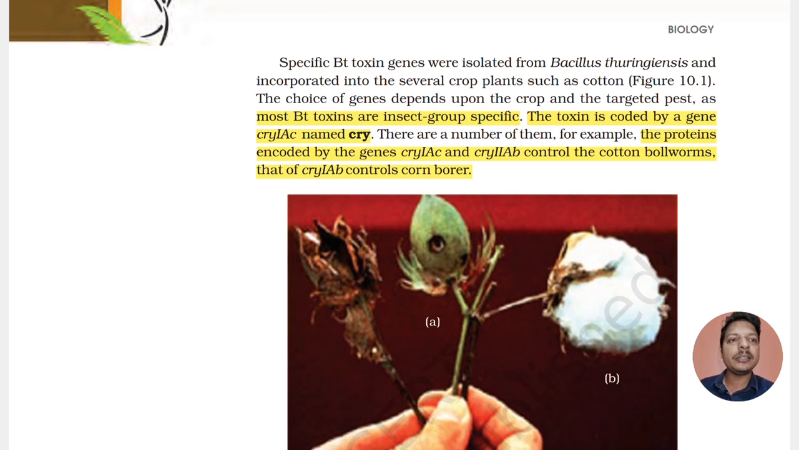For example, the proteins encoded by genes cryIAc and cryIIAb control cotton bollworm. That of cryIAb controls corn borer. Questions are asked, very important.